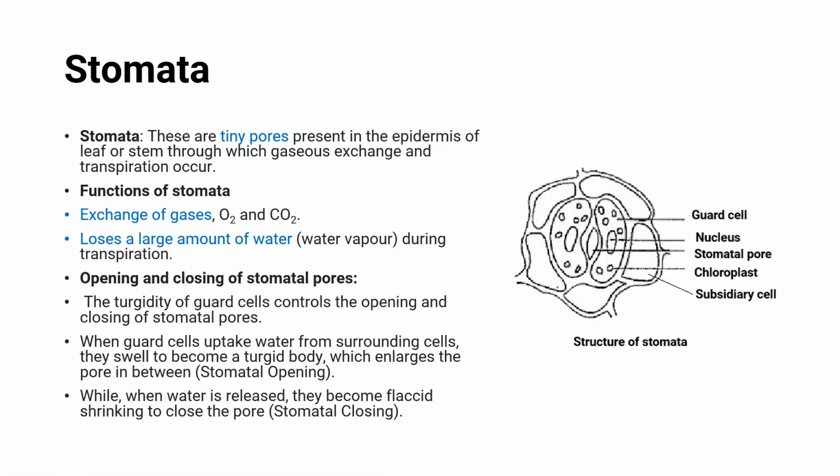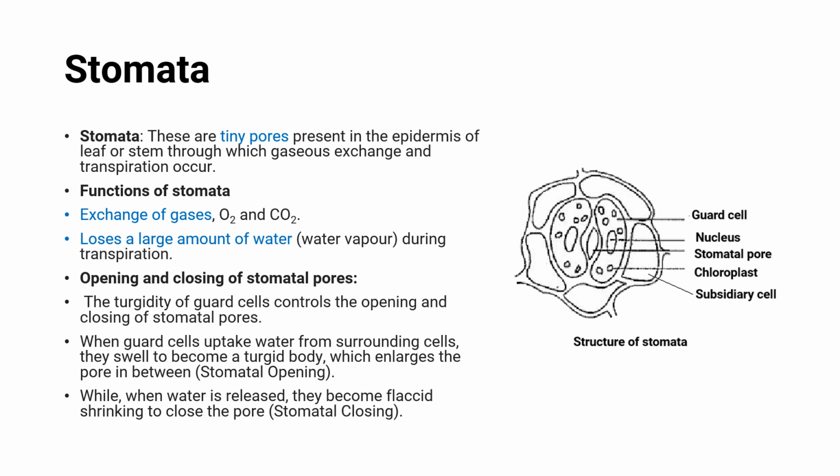Stomata. These are tiny pores present in the epidermis of the leaf or stem through which gaseous exchange and transpiration occur. Functions of stomata: exchange of gases, oxygen and carbon dioxide, and loss of a large amount of water in the form of water vapor during transpiration.